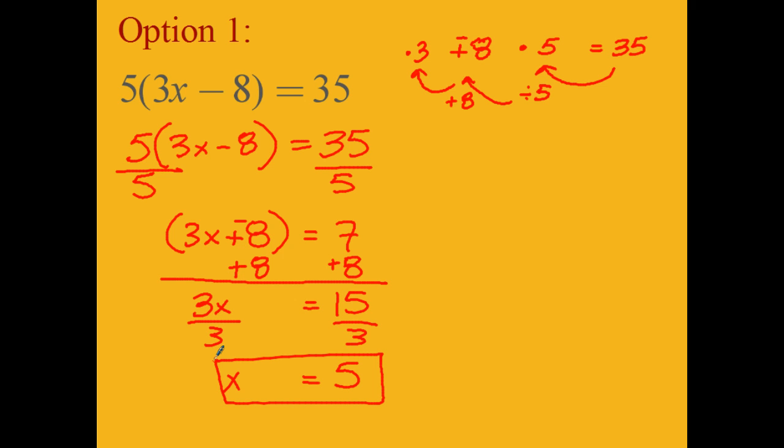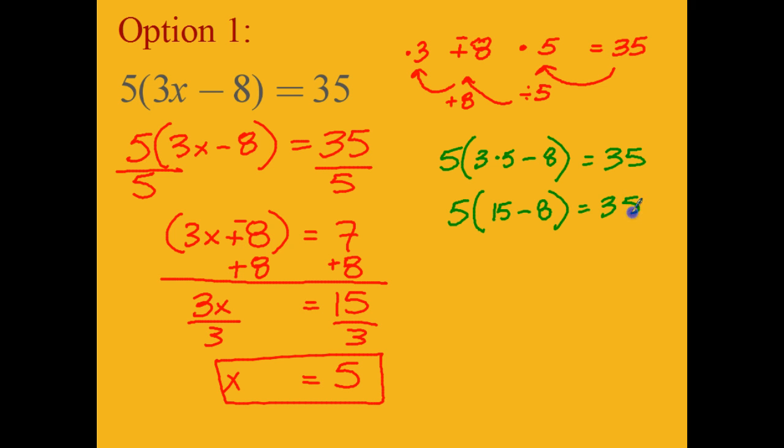Let's go back and check our answer inside the original one. So we would do 5 times 3 times 5 minus 8. Does that equal 35? So it's 5 times 15 minus 8 is equal to 35. 5 times 7. Does that equal 35? Yes, it does, so it works. All right. Now, let's take a look at this another way.